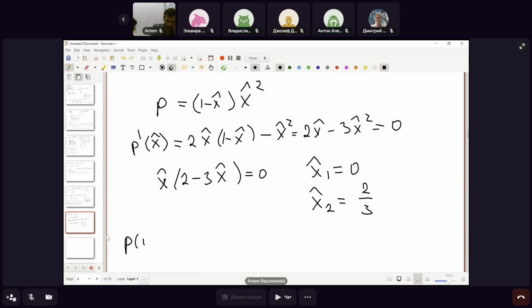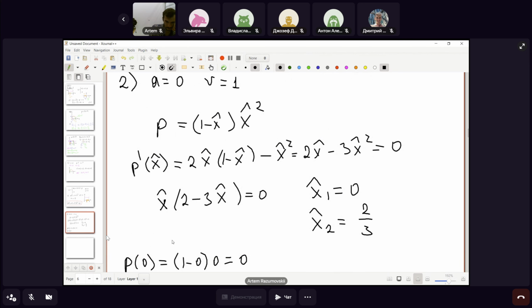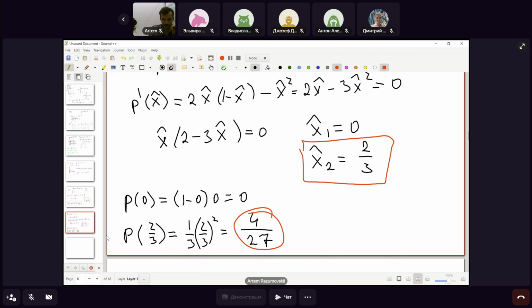If you put the price of zero, then it will be one minus zero, zero squared, it's zero. So what is the price of 2/3? This is 1/3 and 2/3 squared, right? This is 4/81. No, 4/27. So then the maximum is at 2/3 and the maximum price available is 4/27.